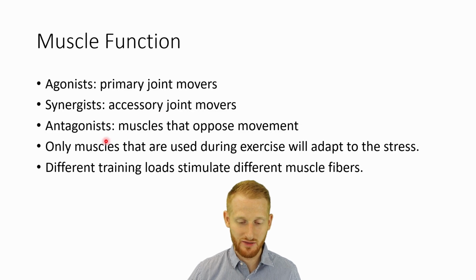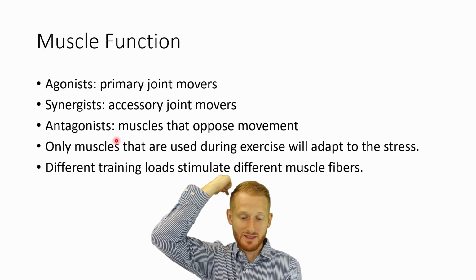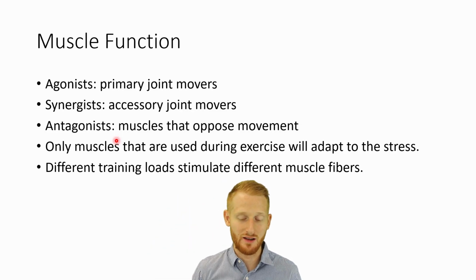And then on the other side of things, you have an antagonist. An antagonist muscle is one that opposes the movement. So using that same elbow flexion example, the antagonist would be the triceps on the other side of the arm. They resist the movement towards a flexed elbow.